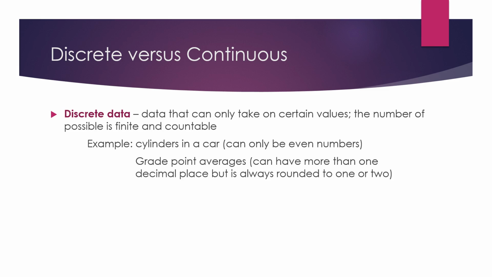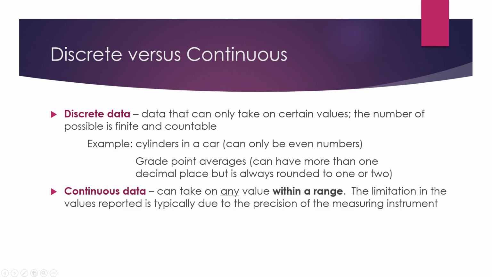Grade point averages are also discrete. They can have more than one decimal place. It's often always rounded to 1 or 2. So grade point averages, if you were to calculate them by hand, do take on lots and lots of decimal places, but they are always represented as 1 or 2 decimal places. So therefore, grade point averages are going to be discrete.